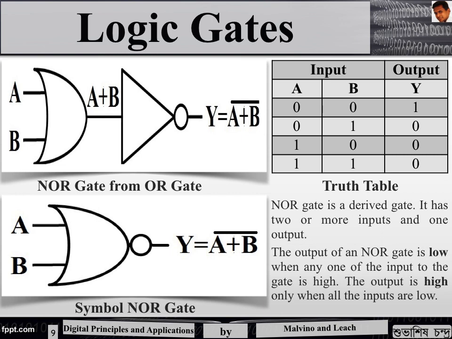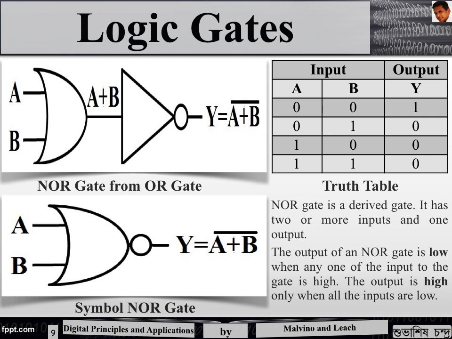So the output of a NOR gate is low when any one of the inputs to the gate is high. The output is high only when all the inputs are low. The symbol of a NOR gate is basically a circle in front of an OR gate. The Boolean expression is the complement of A or B.